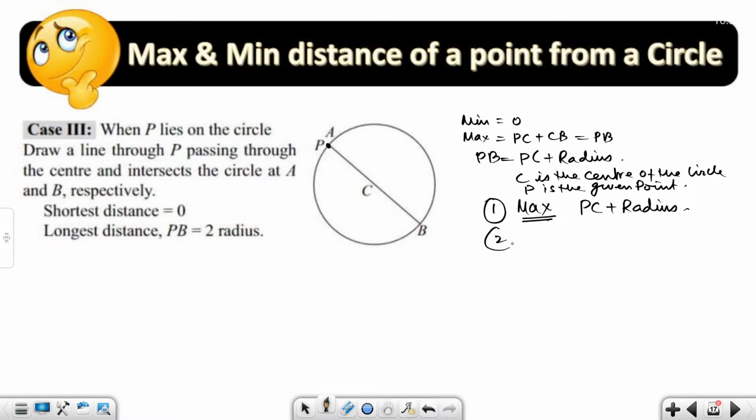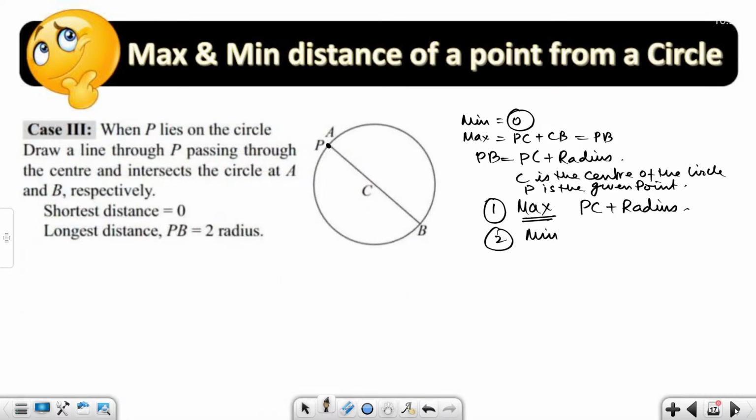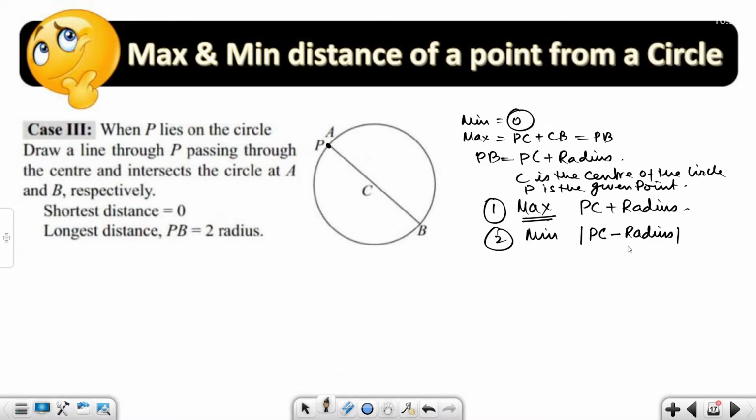But for the minimum value, in this case it is coming to 0. And for the previous two cases, one is coming radius minus PC, and another one is coming PC minus radius. So can we combine all these three to write that the minimum distance will always be the modulus of PC minus radius? If it is inside, PC minus radius will give us a negative value. Doesn't matter, we are always getting PC minus radius.